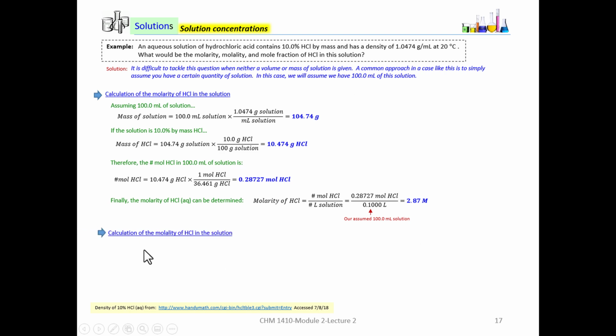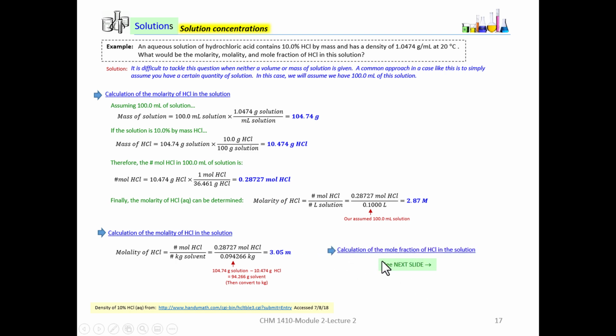Now let's see if we can calculate the molality of HCl. Well, we have the number of moles of HCl from our previous calculations. What we need is the number of kilograms of solvent, or the number of kilograms of water. Well, we ought to be able to do that because we know what the mass of the entire solution is. If we subtract the mass of the HCl, we're left with a little over 94 grams of solvent, which we convert to kilograms, do the division, and we get a molality of 3.05 molal.